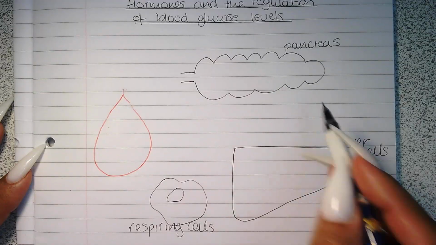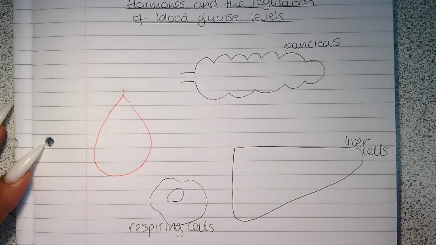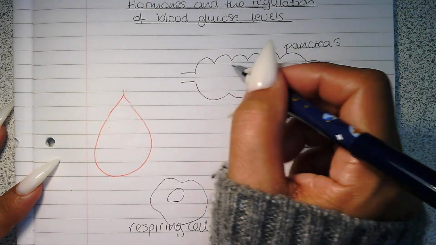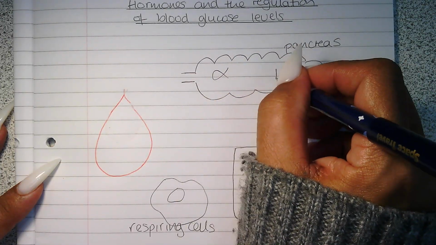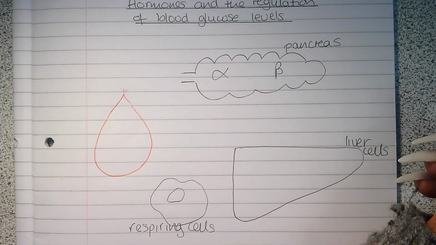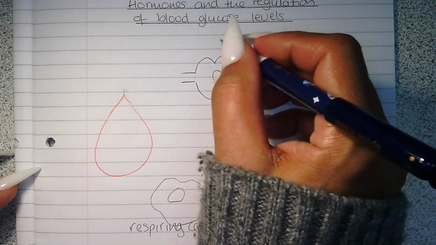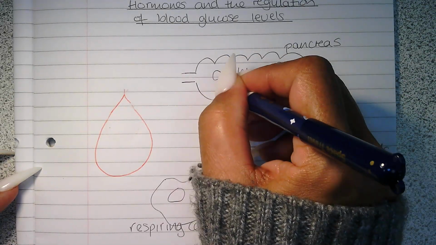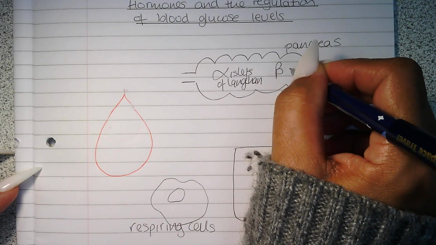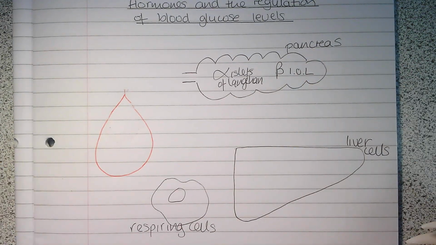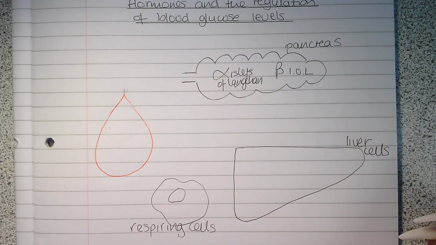Okay. Within the pancreas, we have two types of cell. We have alpha and beta islets of Langerhans cells, or IOL, islets of Langerhans cells.